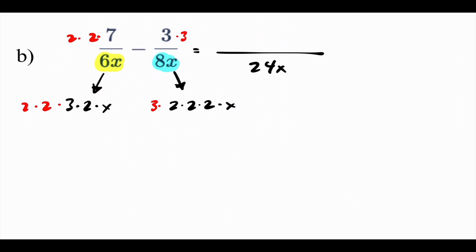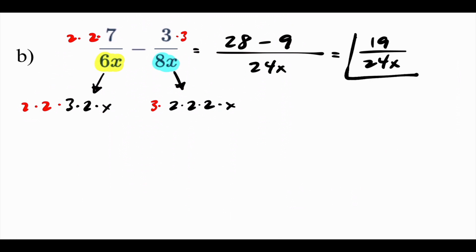Okay. So 2 times 2 is 4, times 7 is 28, minus 3 times 3 is 9. The tops are like terms. So you can either add them or subtract them. 28 minus 9 is 19. I can't reduce them because 19 and 24 don't share anything besides 1. So you're done.